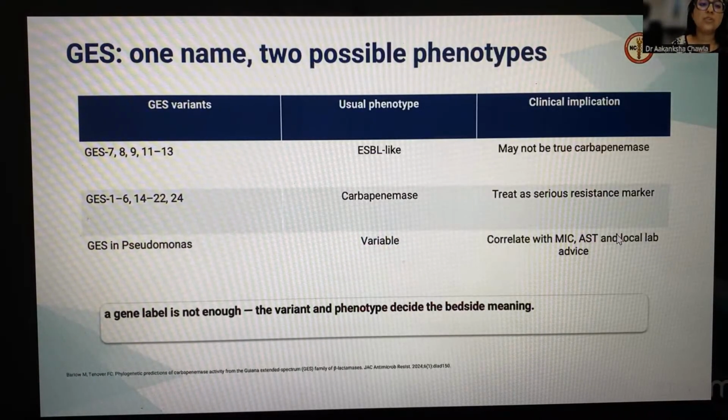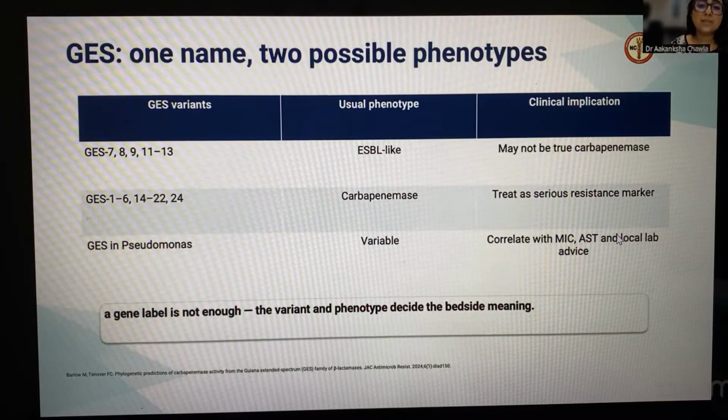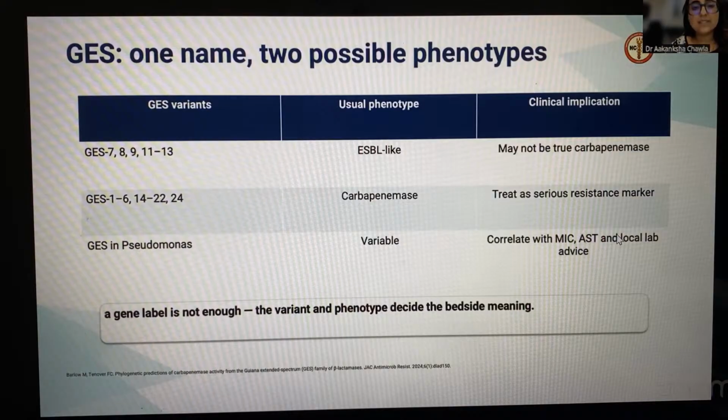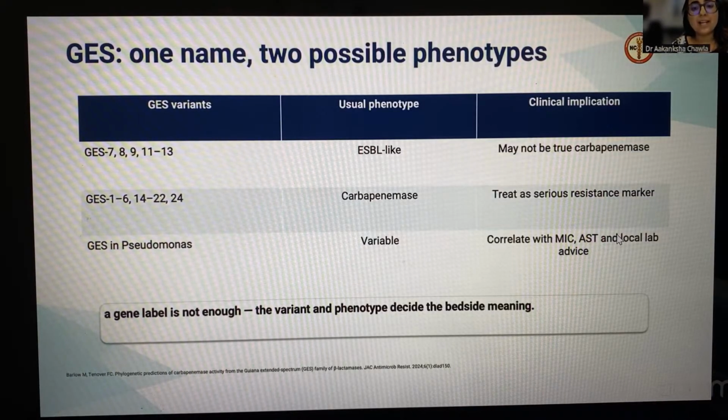I also talked about the GES. In this, there are 2 possible phenotypes, like the ESBL or the carbapenemase. So the gene label is not enough. It is the variant and the phenotype that actually decide what you choose at the bedside for your patient.